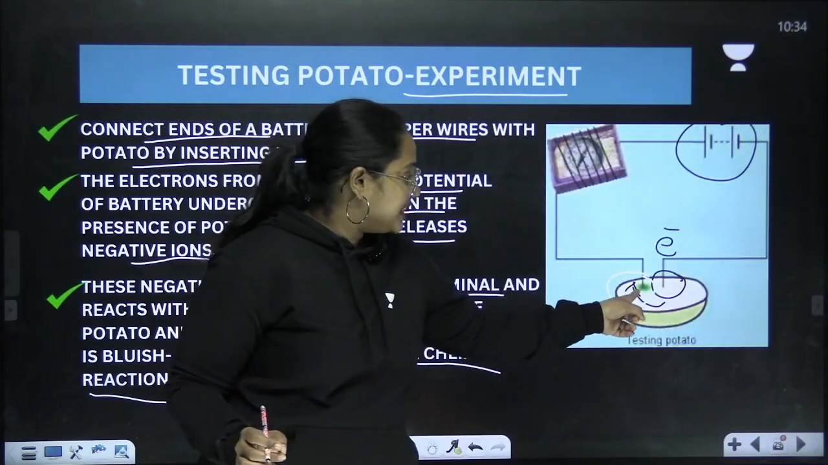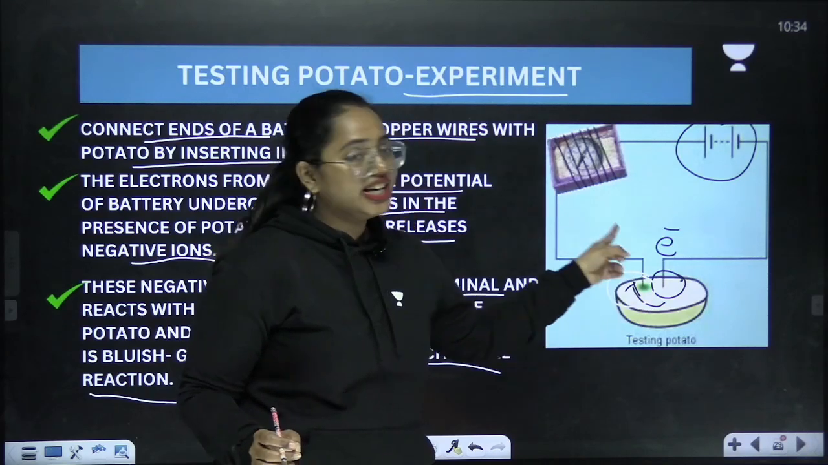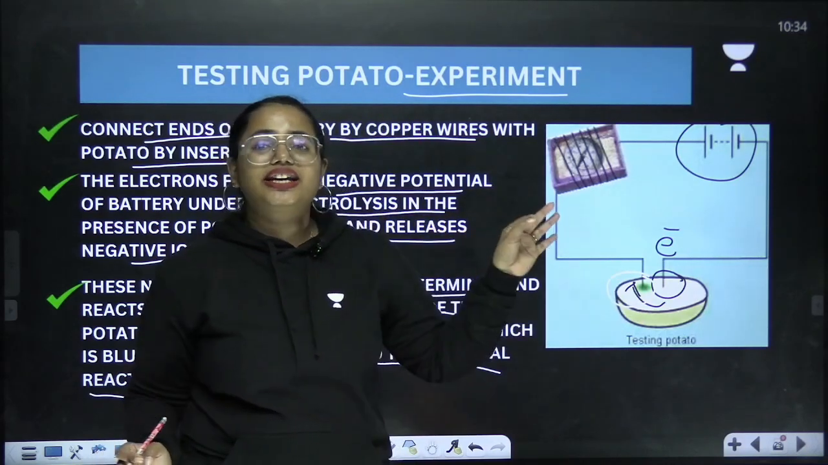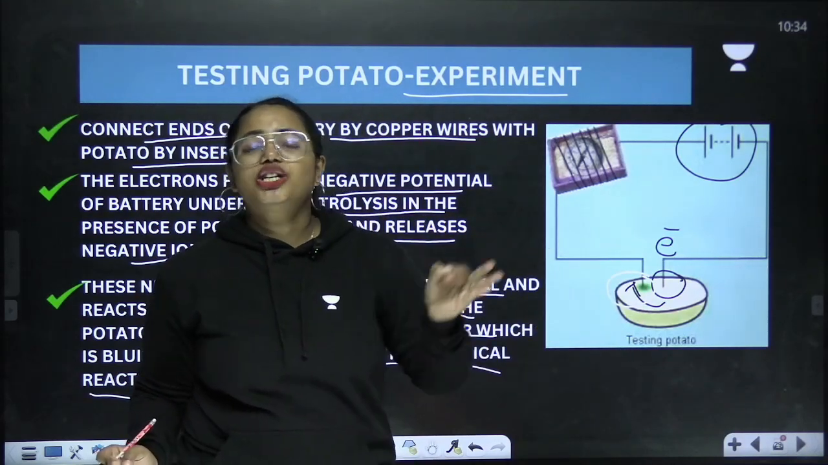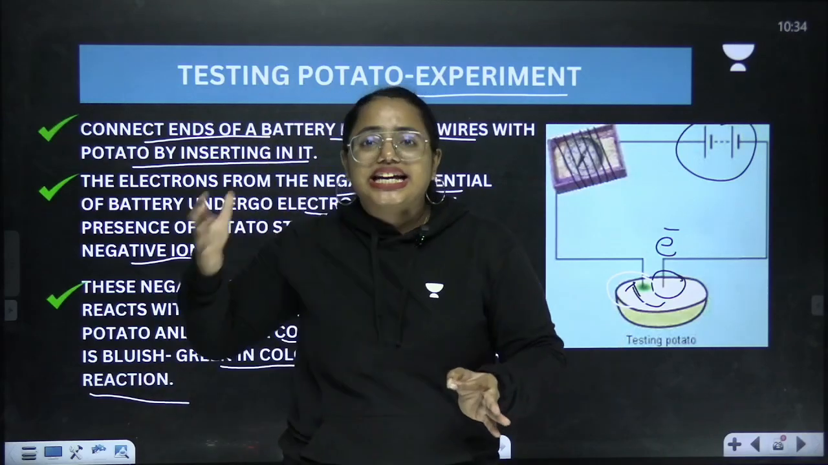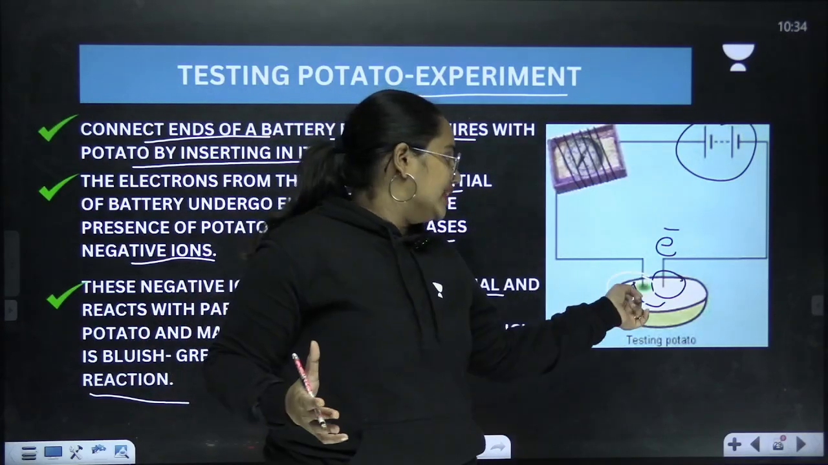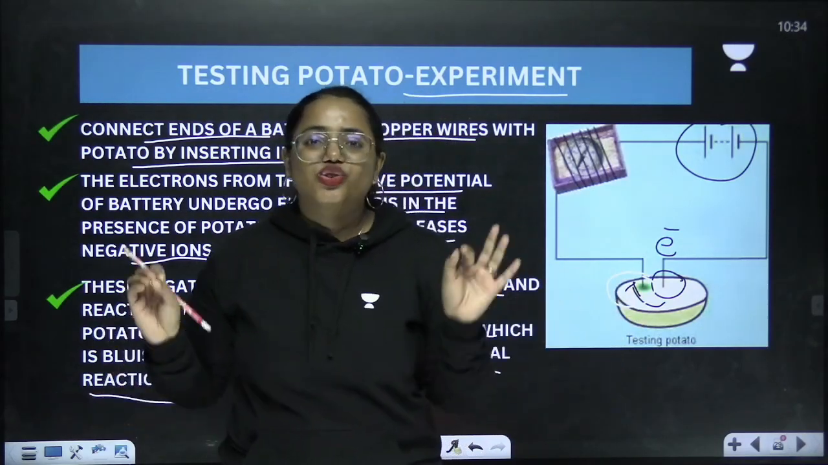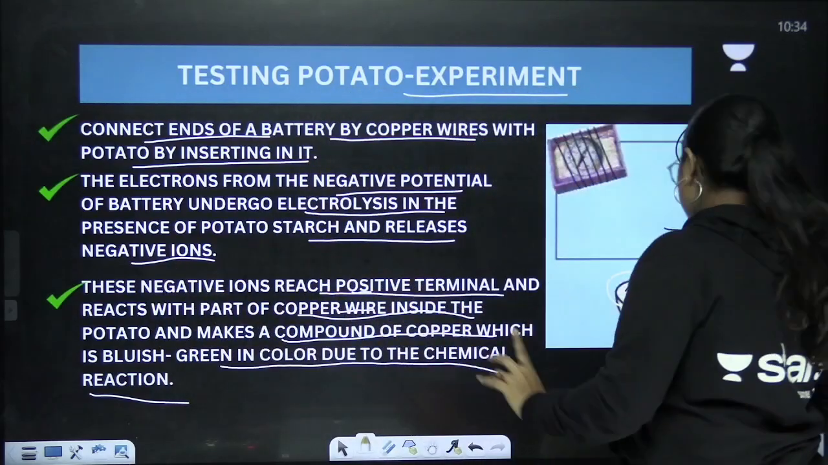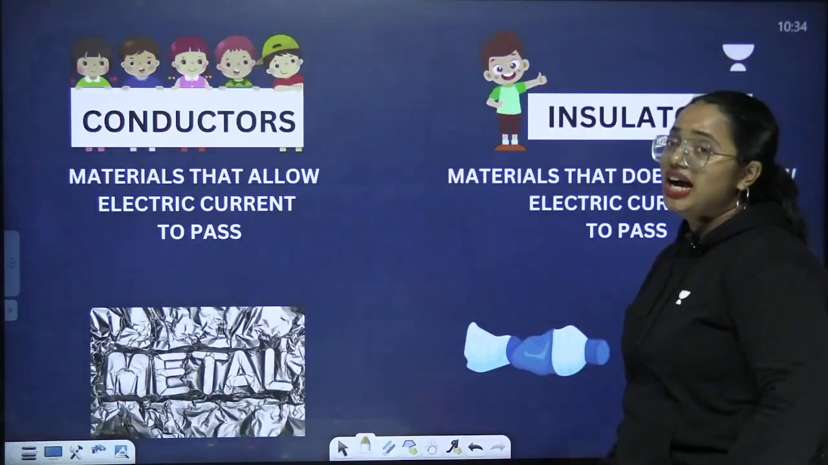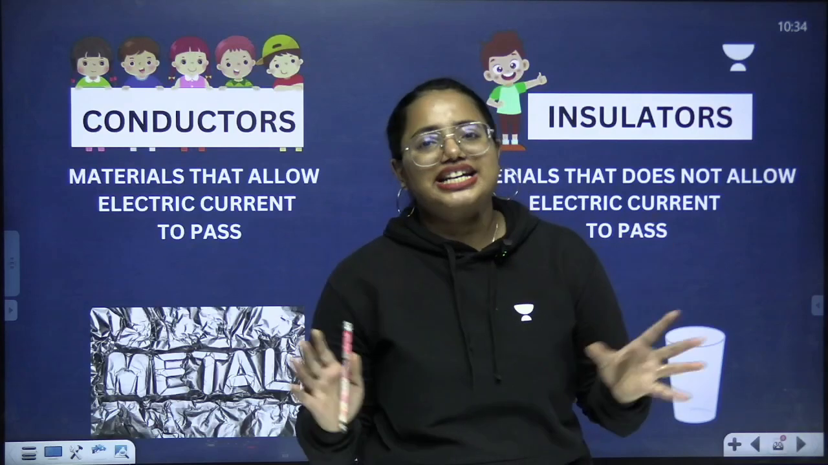So that is the reason you can see a bluish green spot, and that is basically due to a chemical reaction that happens between the negative ions and the copper wire inserted here. Got it? So this is the basic concept related to it. And now we are going to learn the basic differences between conductors and insulators.